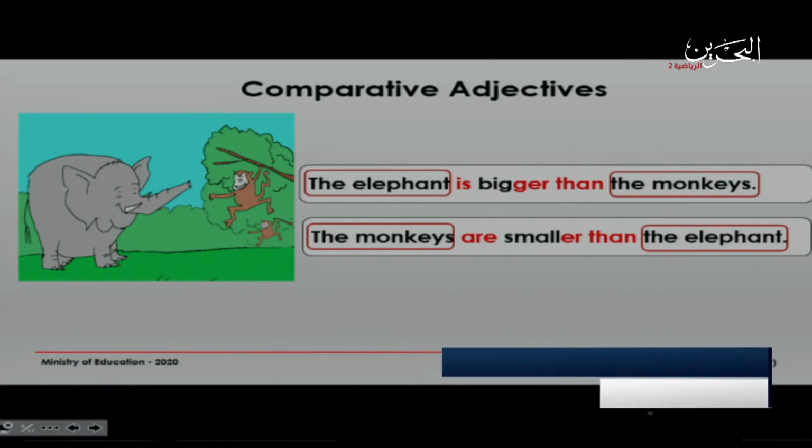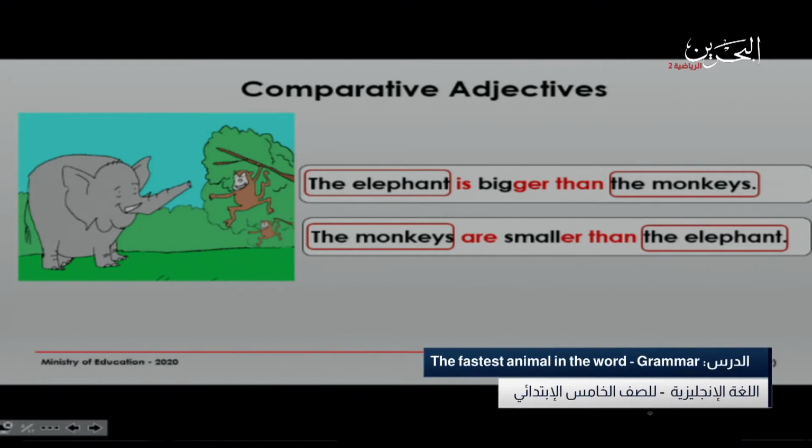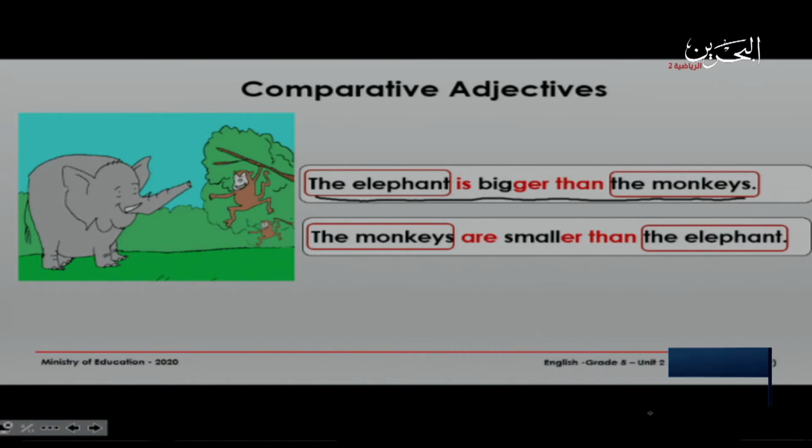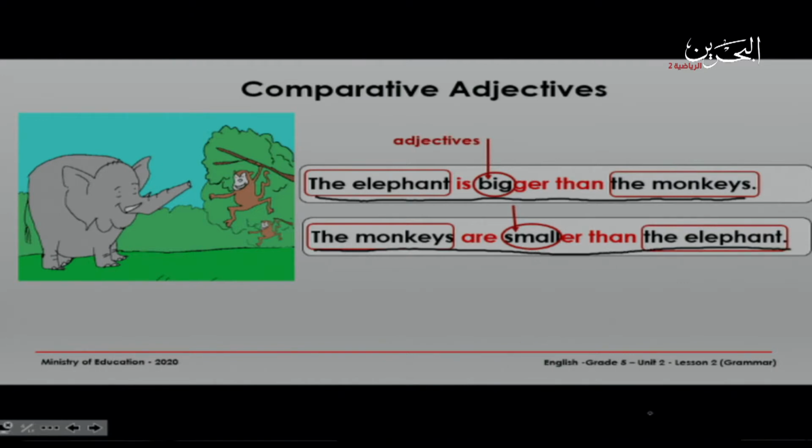Let's look at more examples. We have here the same example. Look at this picture. The elephant is bigger than the monkeys. As I said earlier, we use the comparative adjective to compare between two groups. The first group here, the elephant, and the second one, the monkeys. To compare between two groups, you have to use adjectives. The adjectives here, we have big, and in the second example, the monkeys are smaller than the elephant. Here the adjective is small.